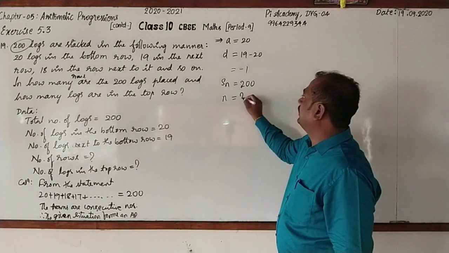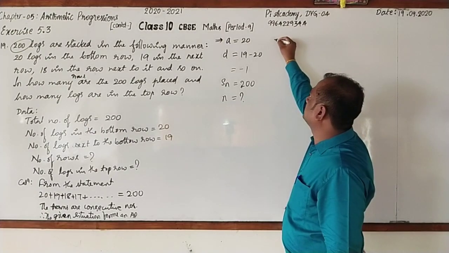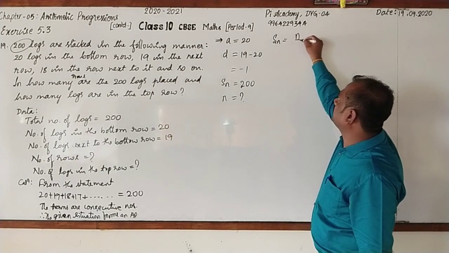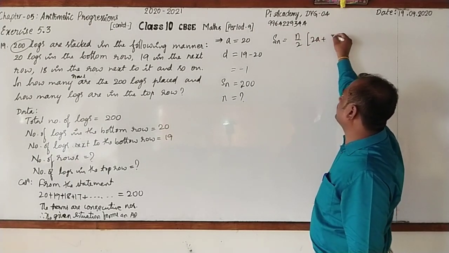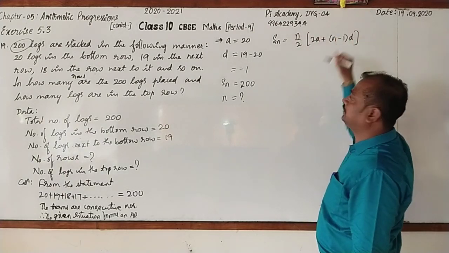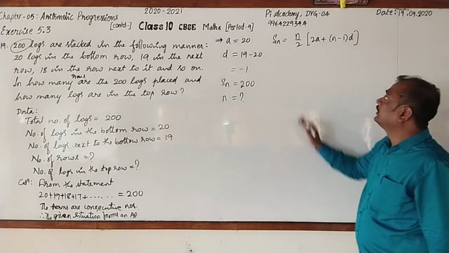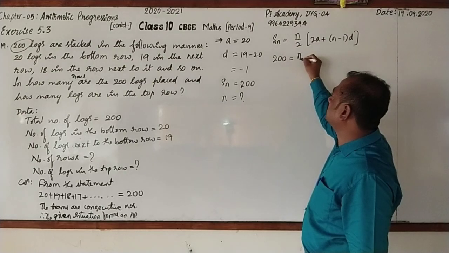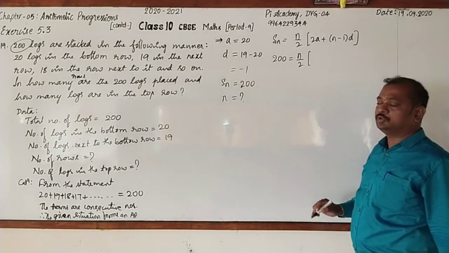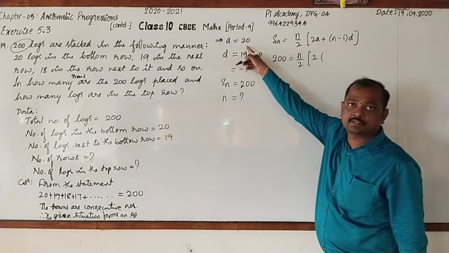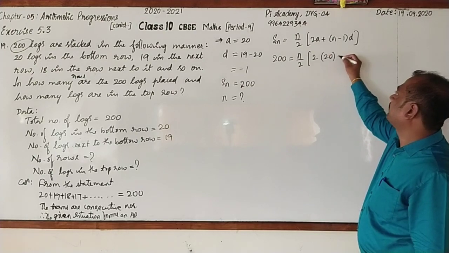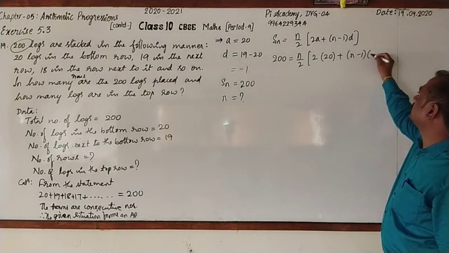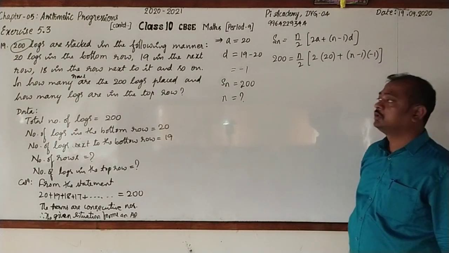So N should be found out. Here I will write. We all know that Sn equals n by 2 into 2a plus (n minus 1) into d. Right? Then Sn is how much? It is 200. N is unknown. n by 2 into 2 times 20 plus (n minus 1) into common difference, which is minus 1.